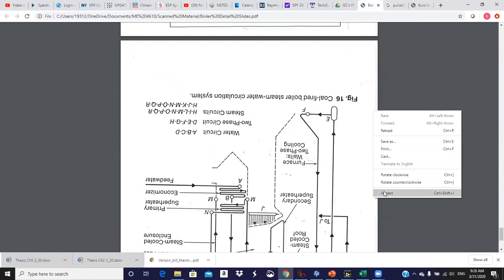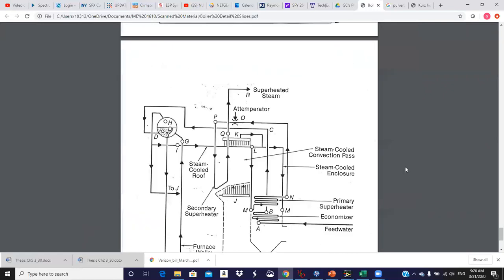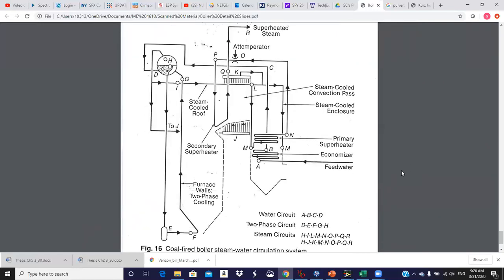Clockwise. Whoops. Sorry. I'll get there. There we go. Get my clockwise and counterclockwise going. So this is pretty good. They don't have everything on here, but this kind of shows you a breakdown of the water circuits, the two-phase where you've got water and steam, and the steam circuits, as you come through a fairly simple utility boiler. So let's just trace through here for a second. So we've got the water circuit A, B, C, D. And so I'll give you a little time. I'll do it with the arrow, but I'm not sure the arrow gets captured on the video.